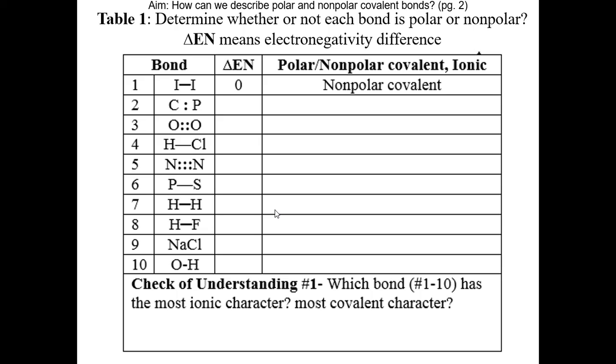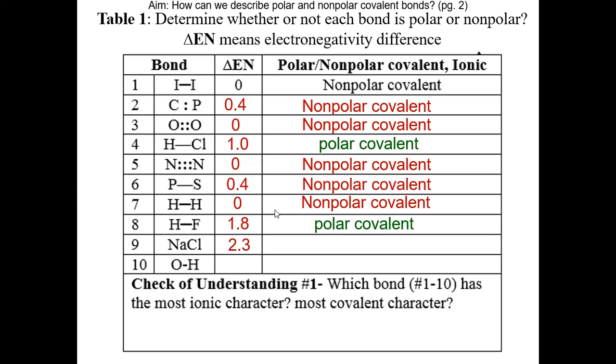So take a moment to do Table 1 and Table 2, pause the video, and resume once completed. So here are the answers. For check of understanding number 1, which bond has the most ionic character, most covalent character? From the table, NaCl has the greatest electronegativity difference, therefore it has the most ionic character. The most covalent character are the ones with 0 as electronegativity difference, so there's many possible answers.